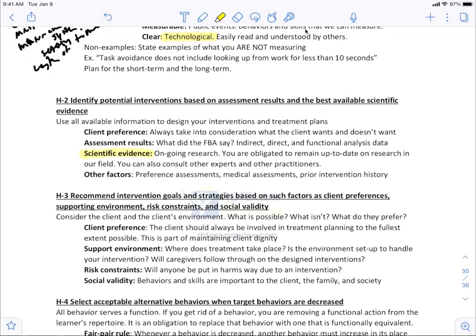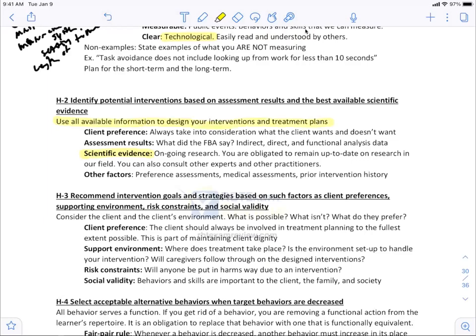Empirical data, right? Empirical, what we observe, our experiments, our data. Analytic, using data to drive our decisions. Ongoing research, right? We constantly want to be observing, constantly educating ourselves. You want to use all available information to design our intervention and treatment plans.